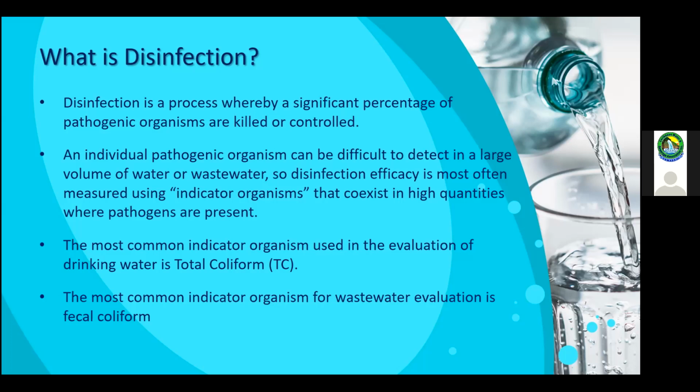Individual pathogenic organisms tend to be difficult to detect in large volumes of water or wastewater. So their disinfection efficacy is most often measured using indicator organisms. And your indicator organisms tend to coexist in high quantities when and where pathogens are present. For drinking water, potable water, the most common indicator would be total coliforms. In wastewater, your most common indicator will be fecal coliforms.